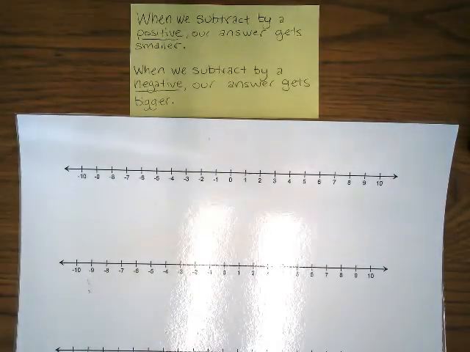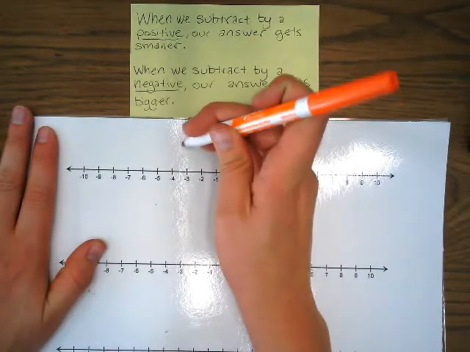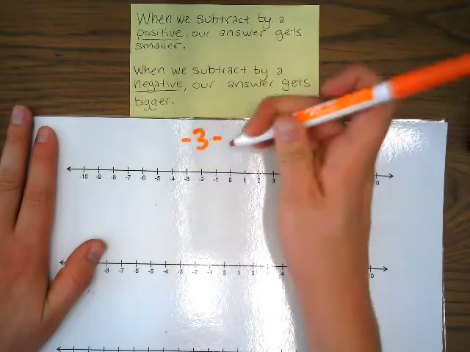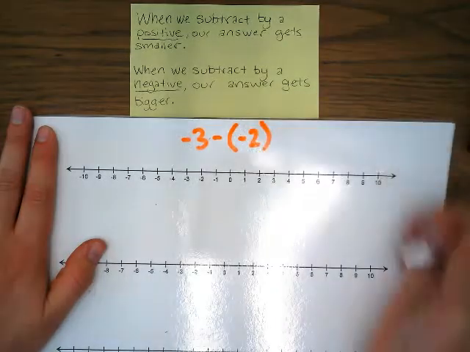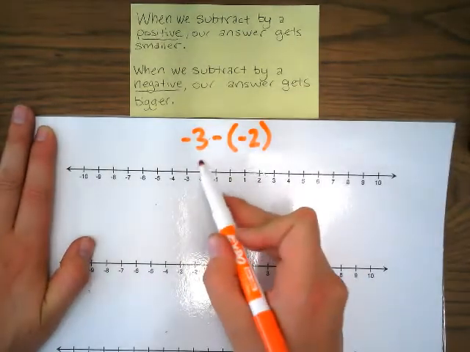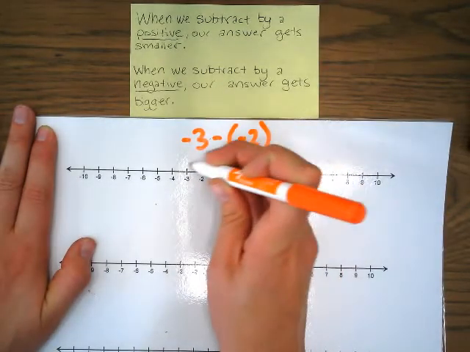So let's do a couple examples of how to subtract with positive and negative numbers. Let's start with -3 minus -2. Just like I always do, I'm going to start at 0 and go to my first number, which is -3.